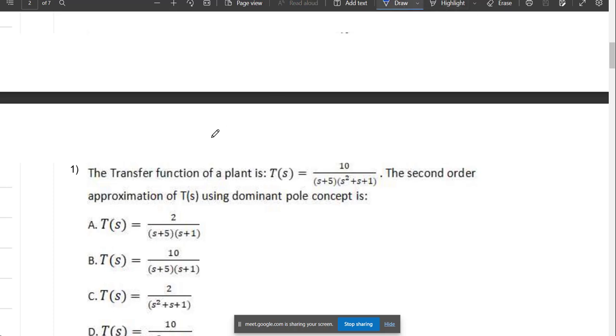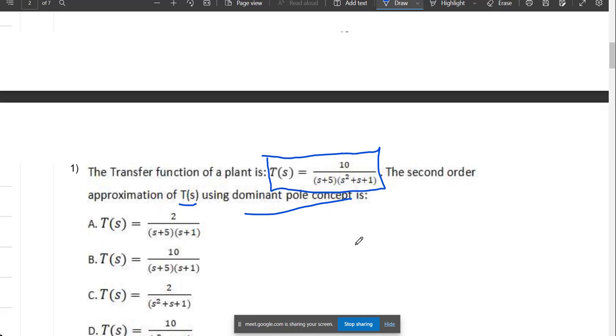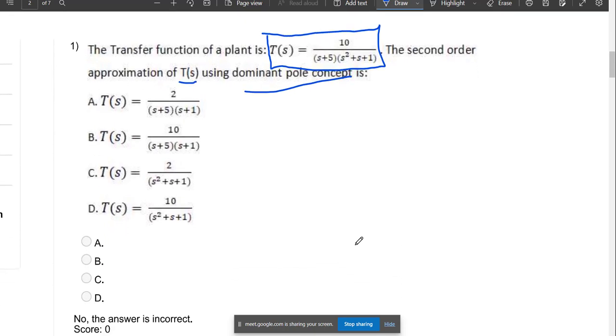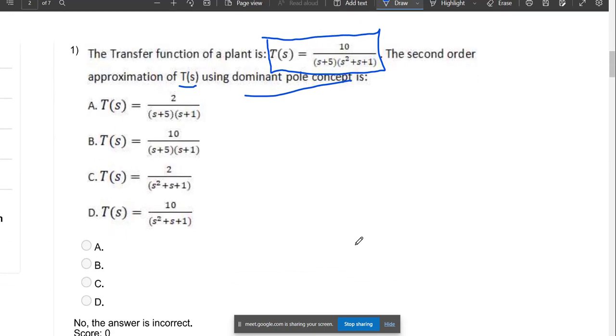So here what is asked is, the transfer function is given to us. It's asked for the second order approximation of the transfer function using the dominant pole concept. You get it? What is asked here? Now you try to solve the question. I'm going to give you 3 minutes. You solve this question. These are the options given to us. Try to solve, then we will discuss the solution.